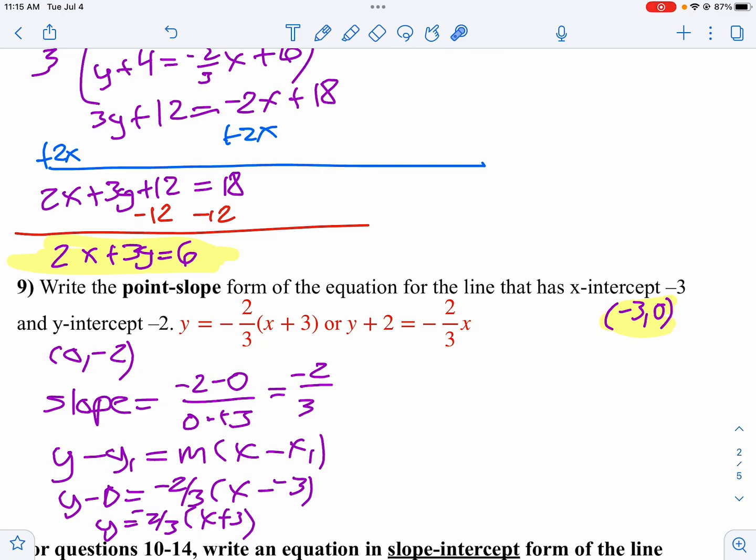And obviously, or hopefully it's obvious at least, instead of writing 0, I could have written negative 2, and instead of writing negative 3, I could have written 0. That would be equally correct.